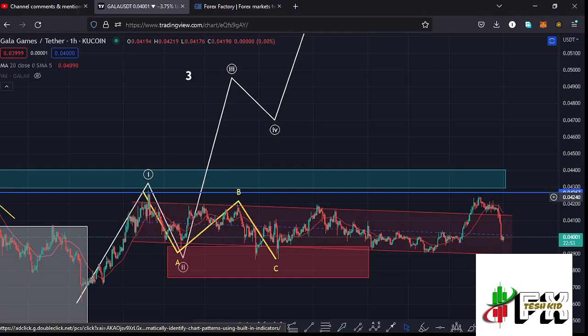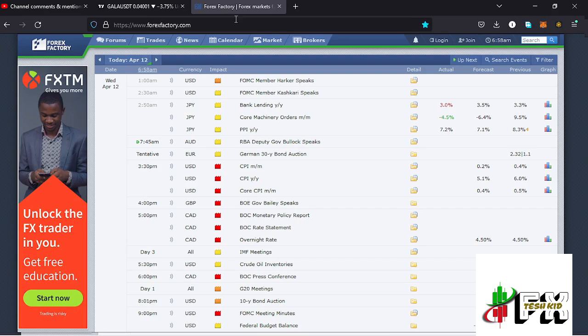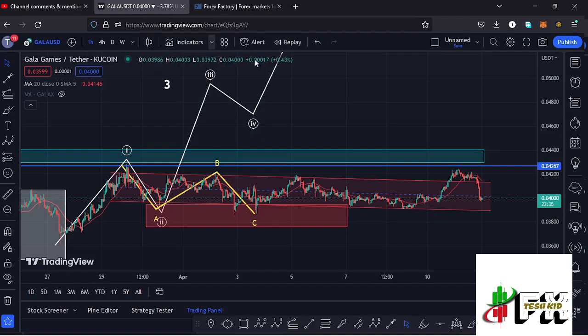And also today, I'm expecting a lot of volatility in the market as a result of the CPI data, which is coming out later in the day, which will give us a bit of a move here on the charts.